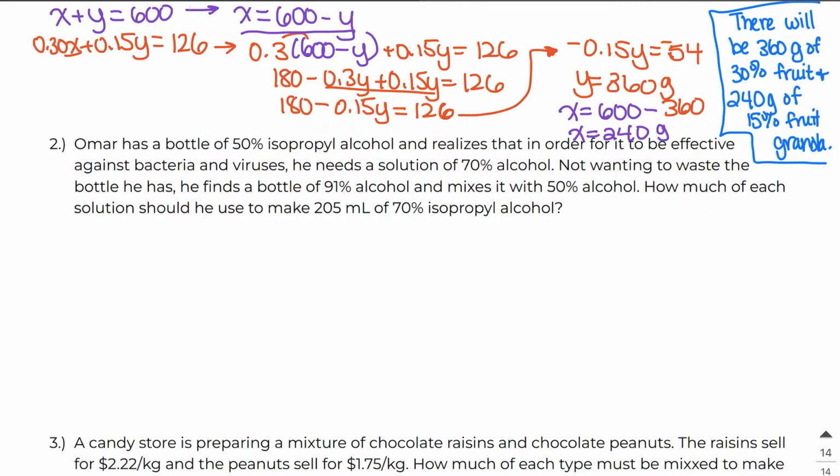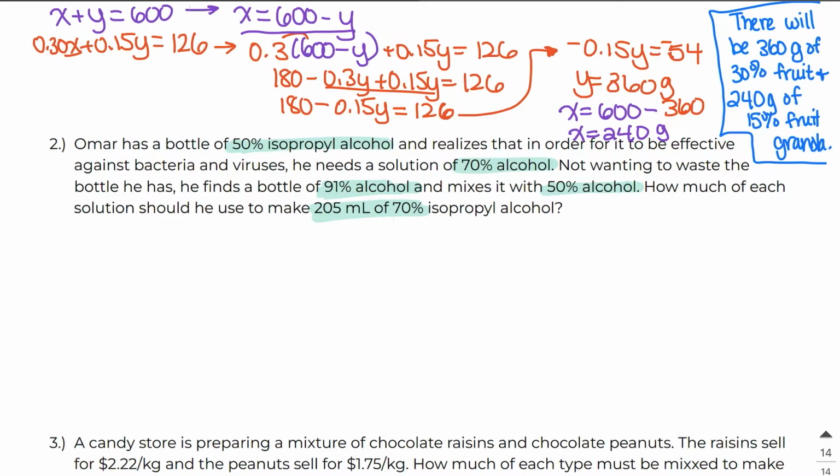So in question number 2, it says that Omar has a bottle of 50% isopropyl alcohol and realizes in order for it to be effective against bacteria and viruses, he needs a solution of 70% alcohol. Not wanting to waste the bottle he has, he finds a bottle of 91% alcohol and mixes it with the 50% alcohol. So I want to know how much of each solution should he use to make 250 milliliters of 70% isopropyl alcohol.